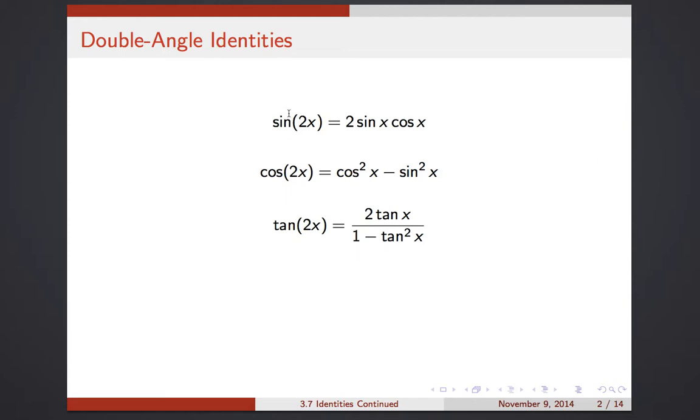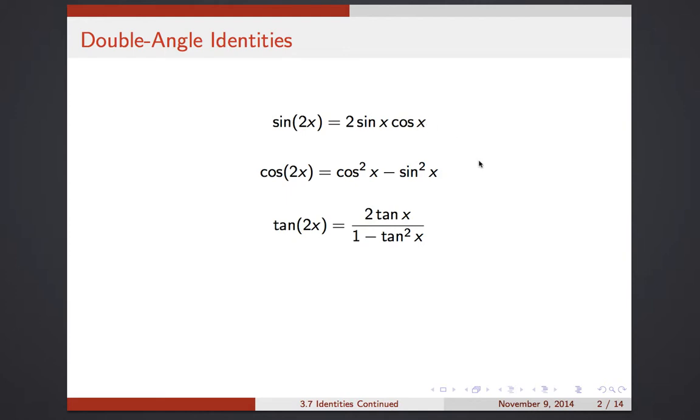Here are some identities. These are called double angle identities because there's a double angle inside the sine. So you take this x value and double it. If you take sine of twice an angle, that's the same thing as twice sine of the original angle times cosine of the angle. And if you take cosine of double an angle, that's the same thing as cosine squared of the angle minus sine squared of the angle. These two formulas here you should memorize.